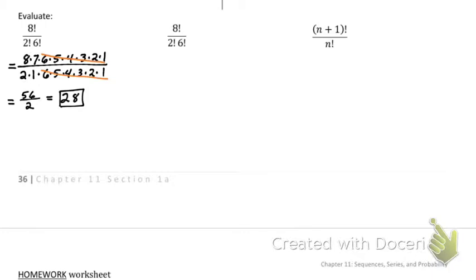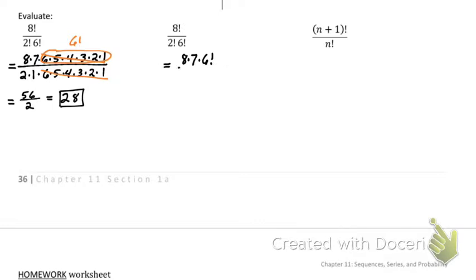Well, this whole section right here, 6, 5, 4, 3, 2, 1, is just 6 factorial. So rather than writing out all of it, all you need to do by hand is recognize that it's 8 times 7 times 6 factorial. Because 6 factorial is just 6, 5, 4, 3, 2, 1. I don't need to write it anymore.